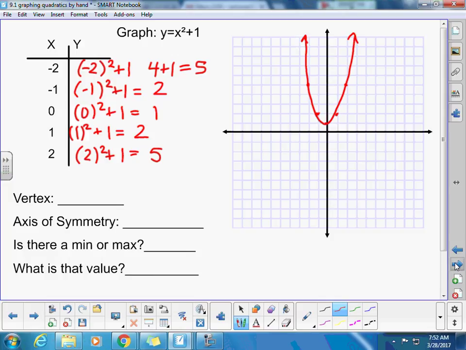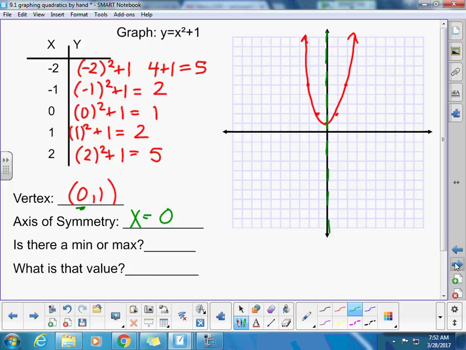So what's the vertex here? Well, that's the very low point, which is 0 over and 1 up. What's the axis of symmetry? Again, the axis of symmetry is the line where we could fold it like butterfly wings and it would be exactly the same on both sides. So in this case, the axis of symmetry is x equals 0, which it was on the other one too.